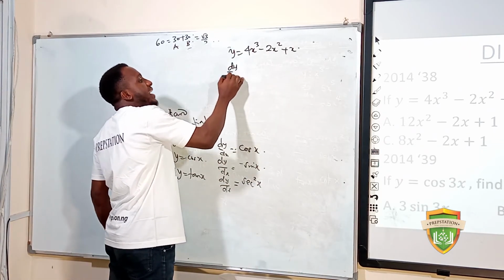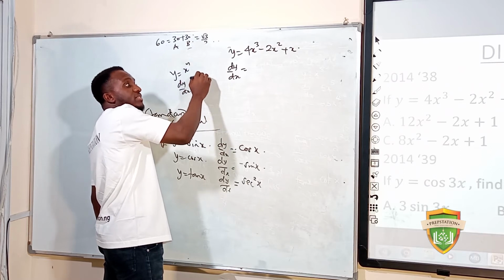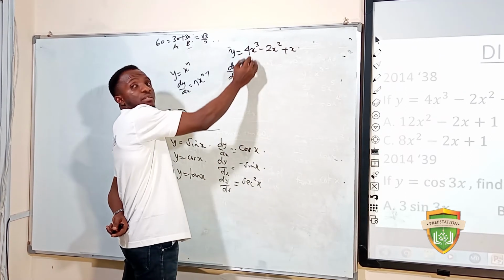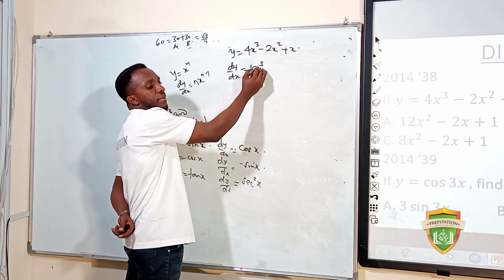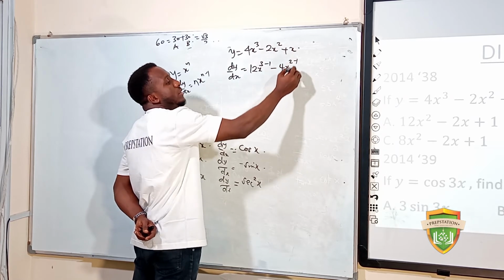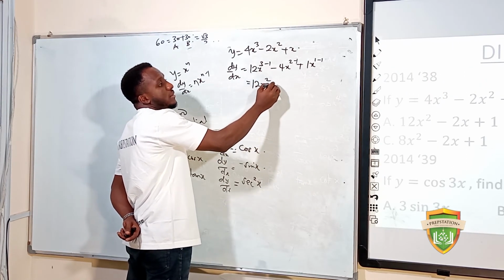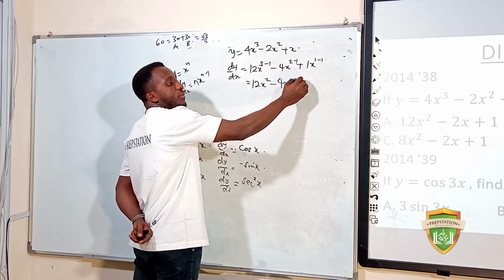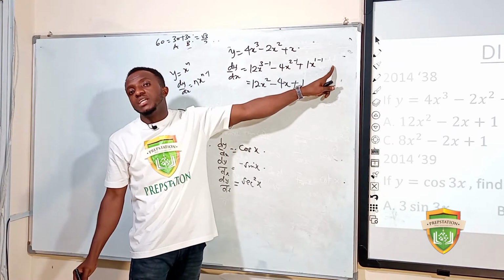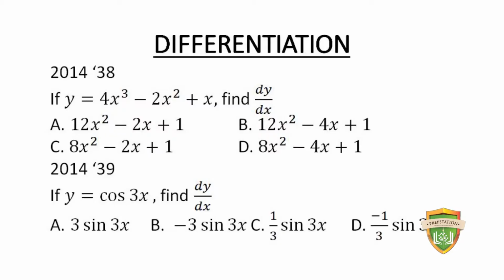From the law I taught you, I said if y is x to the power n, dy/dx is n x to the power n minus 1. So this would be 3 times 4, which is 12x raised to the power 3 minus 1, minus 2 times 2, which is 4x raised to the power 2 minus 1, plus 1x raised to the power 1 minus 1. So this is 12x squared minus 4x plus 1. Why? Because 1 minus 1 is 0, and in your indices, anything raised to the power of 0 gives you 1. So this is your answer, 12x squared minus 4x plus 1. The correct answer is option B, as you can see on the board.